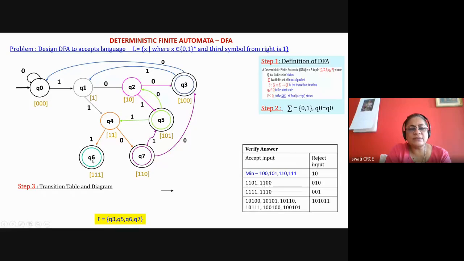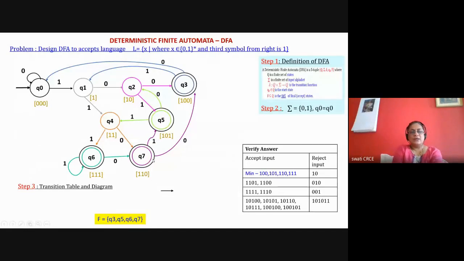Now in Q6, if there is any 0, it is becoming 110. So last two digits are, with 1 it will remain there in the same state, and with 0 it will go here. Because last three digits will become 110, and this is a state 110. Okay. Because after that, there can be, like if your string is 1, it should be accepted. 1 will be accepted. Okay.